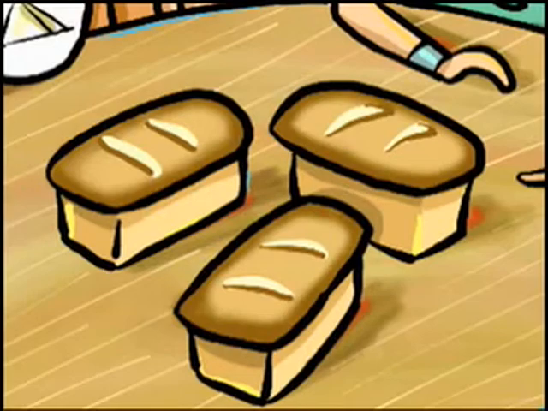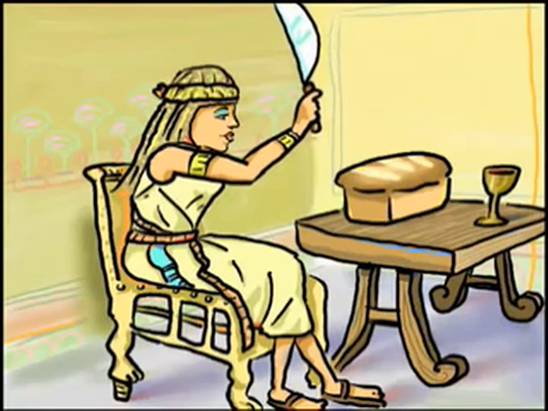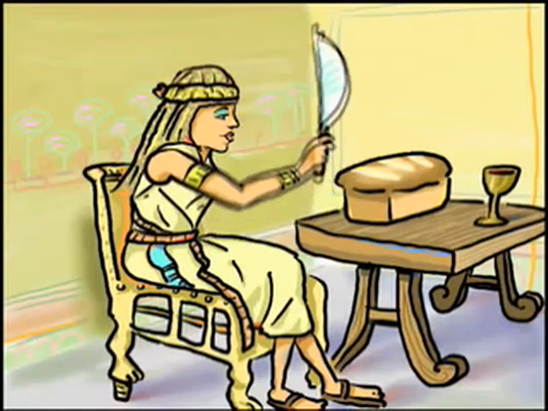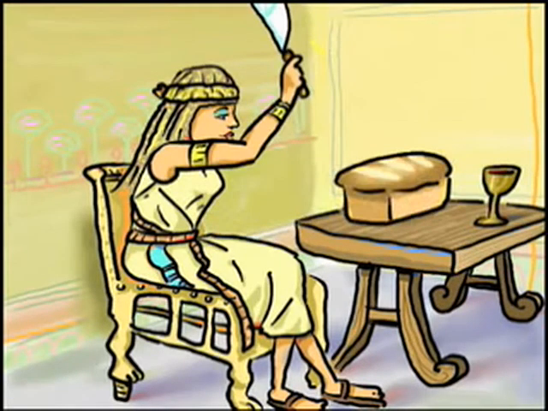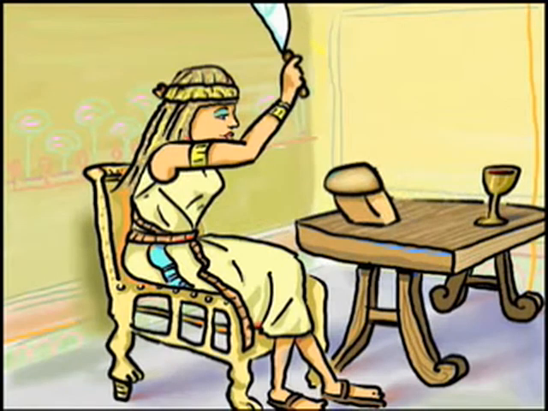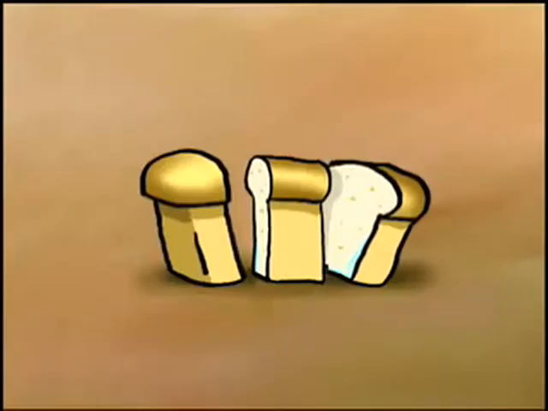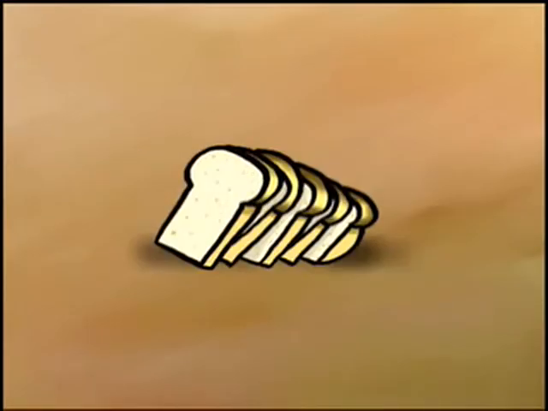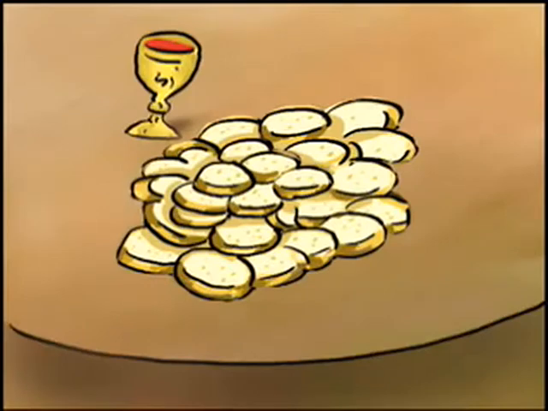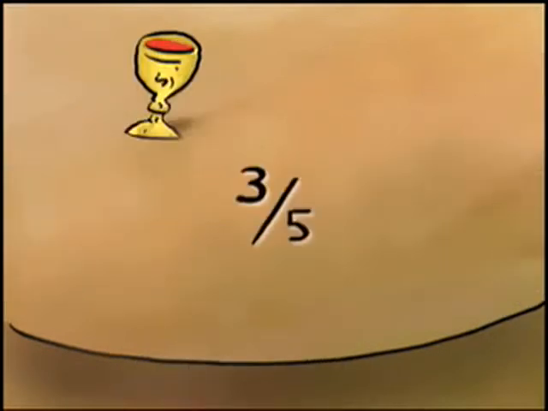If they wanted to divide 3 loaves of bread equally among 5 family members, they'd first divide the first and second loaves into thirds. Then they'd divide the third loaf into fifths. Finally, they'd take the remaining 1/3 from the second loaf and divide that into 5 pieces. They wrote this as 1/3, 1/5, 1/15.